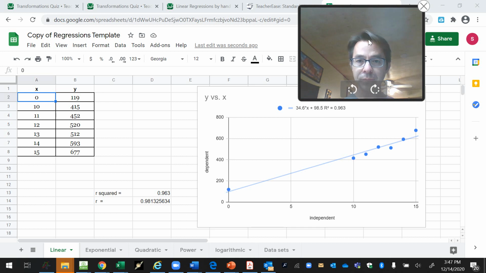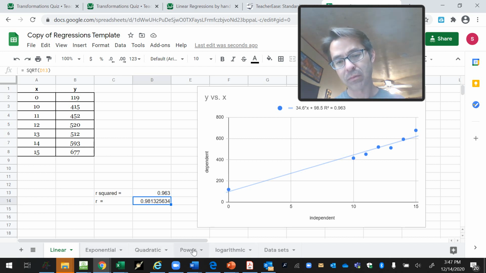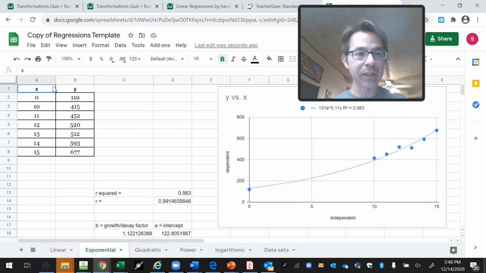Bam. And right here it tells you R squared equals 0.963. So you have to actually come here and manually input that. 0.963. Once you press enter, it will automatically take the square root of that number for you and tell you the R value is 0.981. And then you do that for each of the functions. Like I said, it's really just copy and pasting the same data set. So once you get real good at that, it might only take you a few seconds to do it.